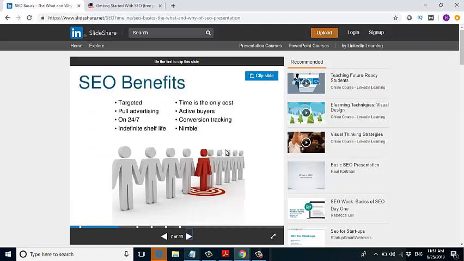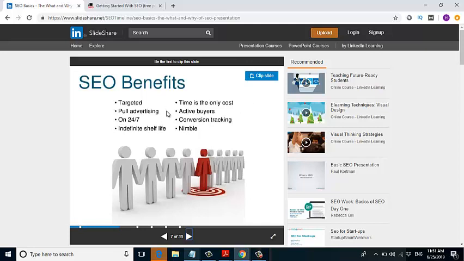SEO benefits. There are so many benefits of SEO. For example, you can see over here so many people standing in line, and one is prominent. This is the scenario with your website as well. If there are so many websites, how will your website distinguish itself among them? So these are the factors on which SEO depends. For example, your website should be targeted. We will come to the details one by one.